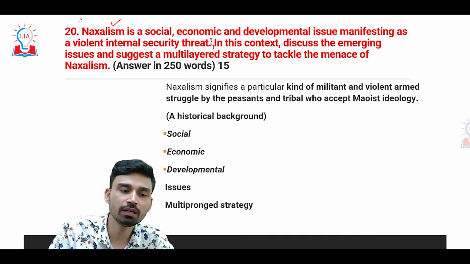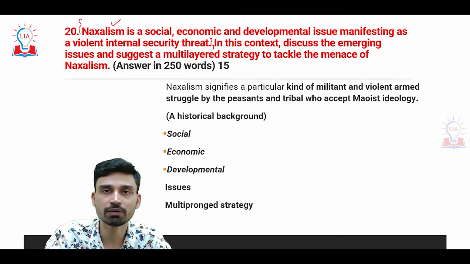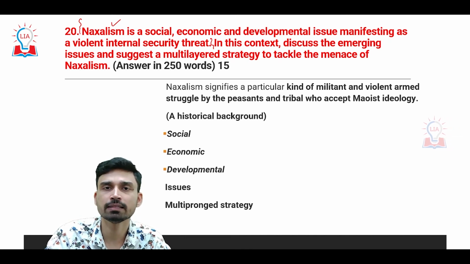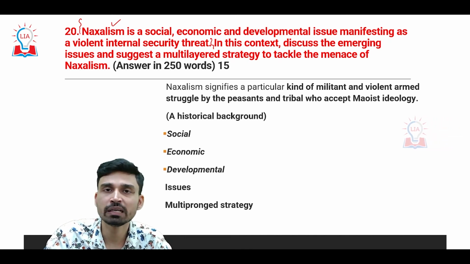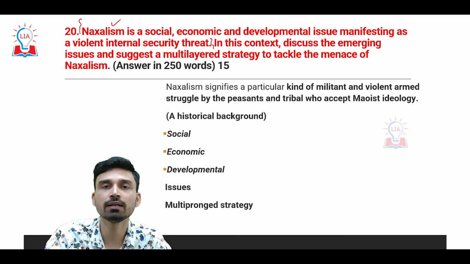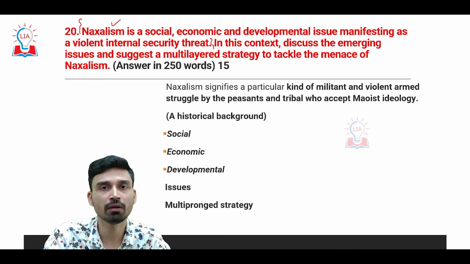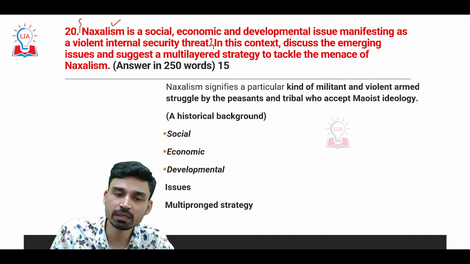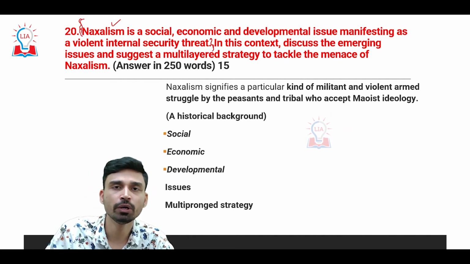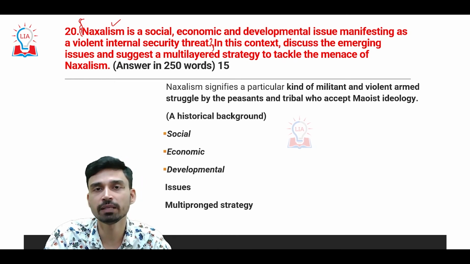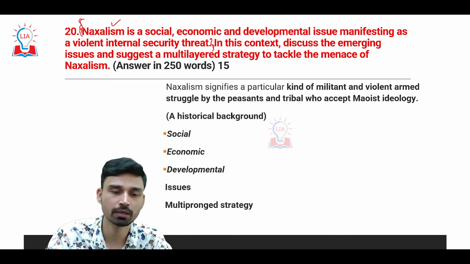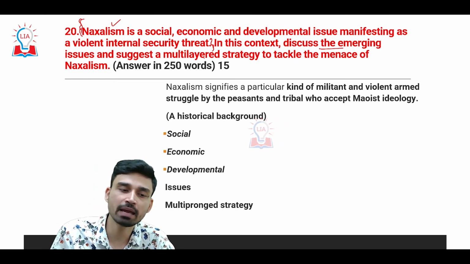Now, this is something very, very important because many people make this mistake: when they see the statement and then the second part, which is the main question, many times they skip the statement and start directly writing the main part of the question. But that is something that has to be avoided. If any statement is given in this question, first you can try to define or write a few points or explain that particular statement.